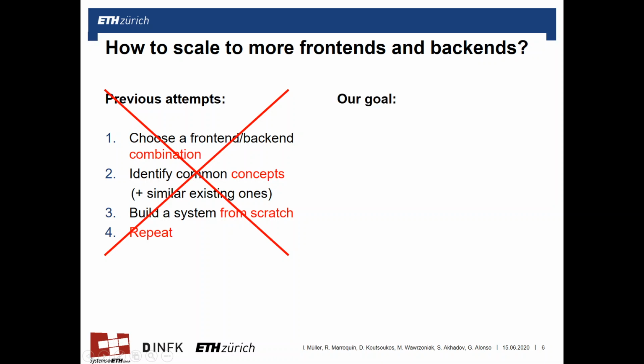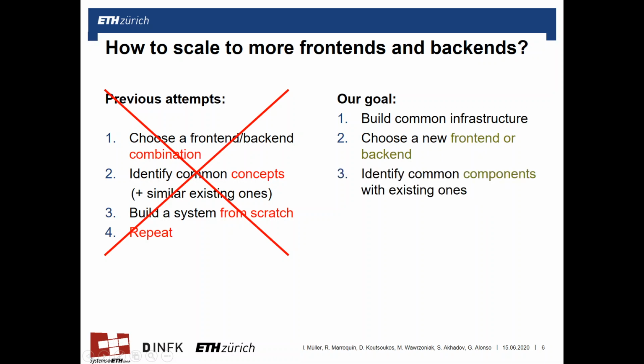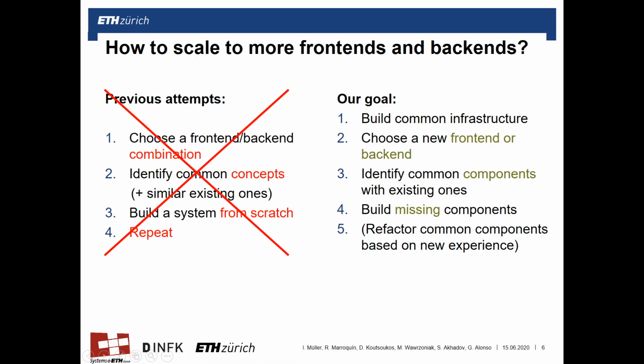And now our core idea is the following. We want to build a common infrastructure that we only need to build once. And from that point on, whenever we choose a new front-end or back-end, we can identify common components that have already been implemented in that infrastructure and reuse those that fit. Importantly, we're talking here about components and not concepts. We might need to add new components that are specific to the new front end or back end that we're adding, and we might need to refactor some of the existing components based on the new experience from that implementation process.